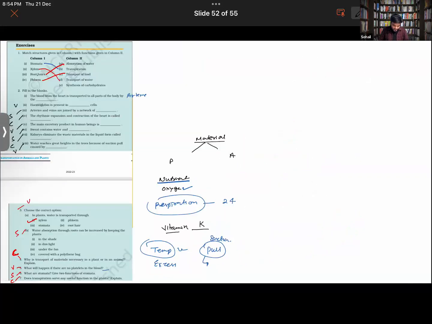There was one more question in this. Question number 8 was also there. The question was, what are the components of the blood? Now, what are the components of the blood?